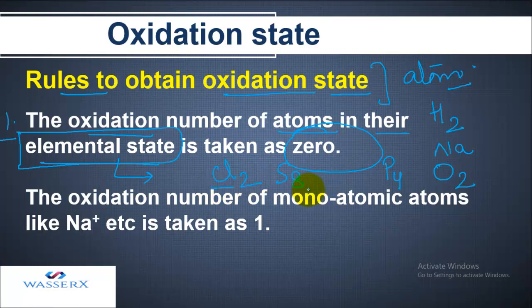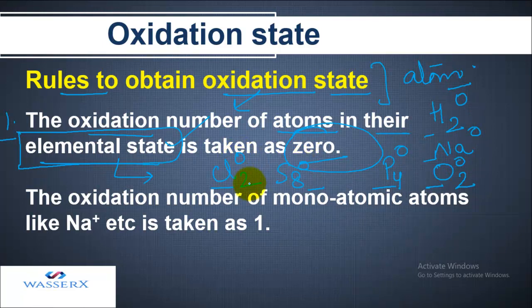Likewise, these are the elemental states, that is, how these or any other atoms exist at room temperature. Whether they are diatomic, triatomic, polyatomic, or exist as a single atom, that is monatomic, it depends on the nature of the atom and varies from atom to atom. So the first rule is that the oxidation number of atoms in their elemental state is taken as 0. For all these atoms existing in the elemental state, their oxidation number is regarded as 0.